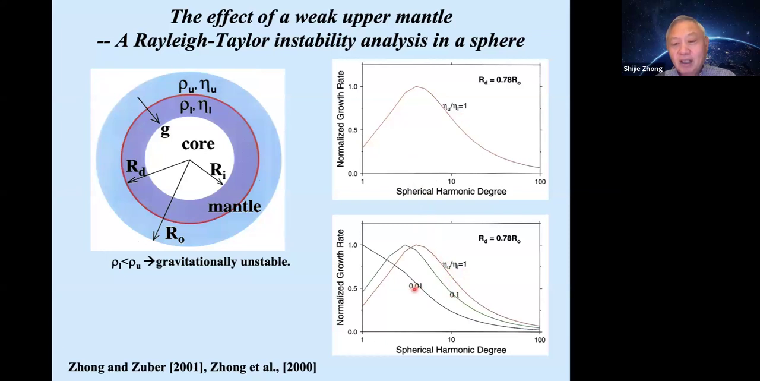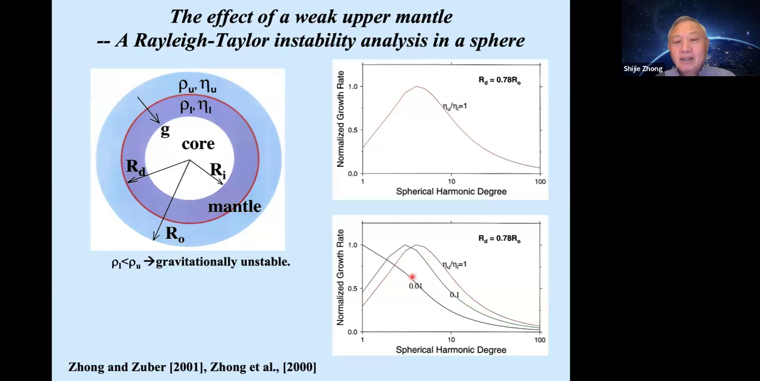That is actually in the case of 0.01, where the upper layer viscosity is only 100 times smaller than the lower layer, right? So in that case, we can see the growth rate of instability is the largest at degree 1, okay? This suggests that the viscosity layering will really help to promote long wavelength convection.